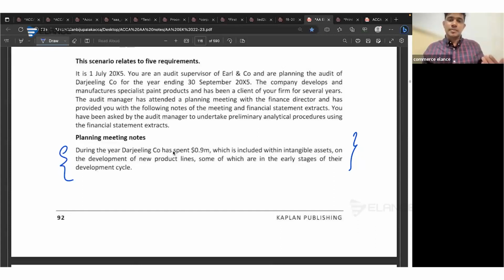What will be the risk? Overstating. Asset will be overstated and expenses will be understated. Clear? Yes, sir. Yeah. What should be the response for that? Obtain the breakdown of research and development expenditure of 0.9 million, and review the split between the expenses to confirm whether these have been done in accordance with the IAS 38 intangible assets and are reasonable. Clear? Yeah.